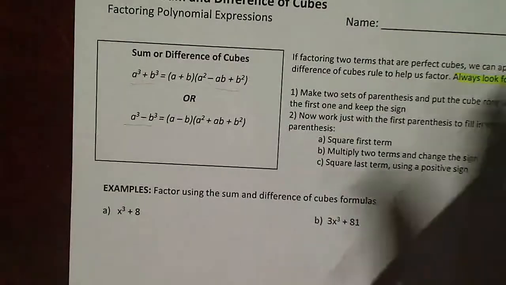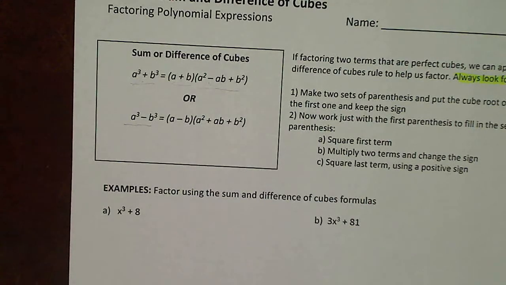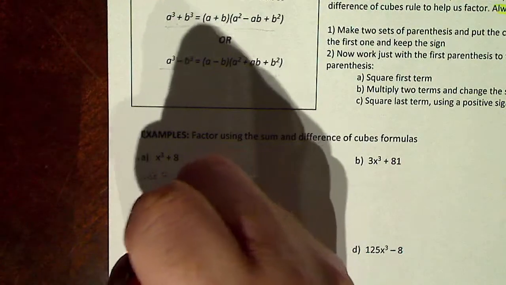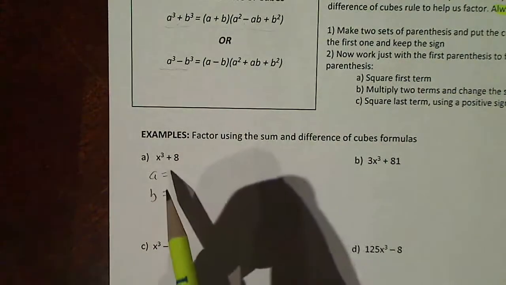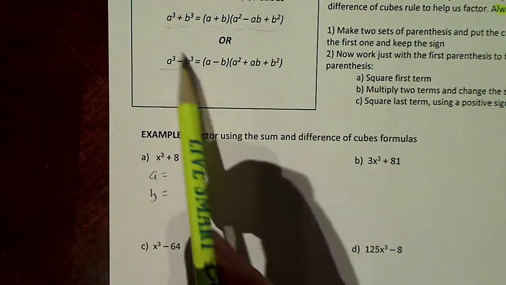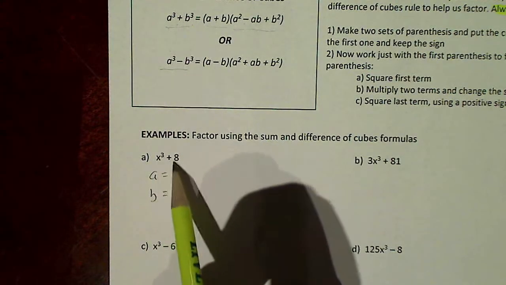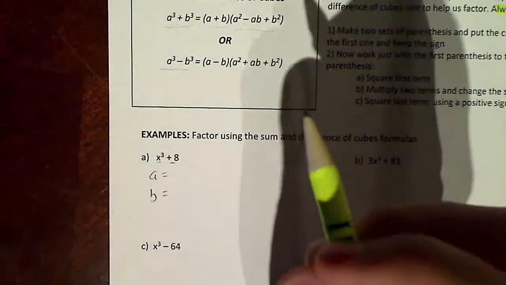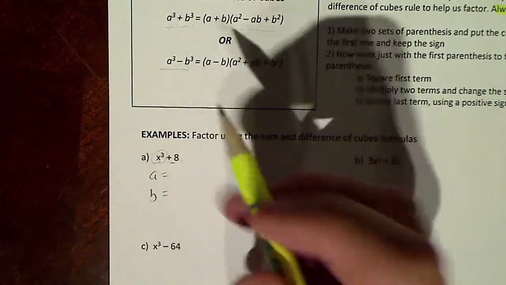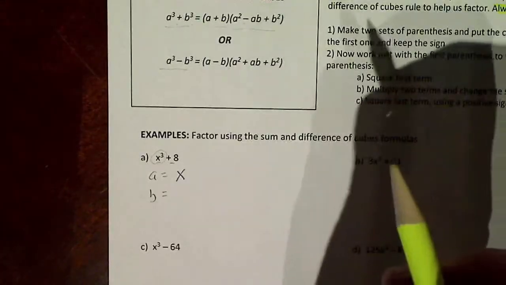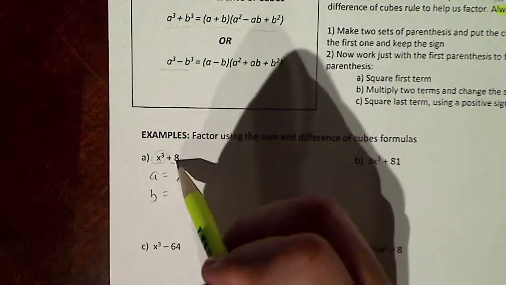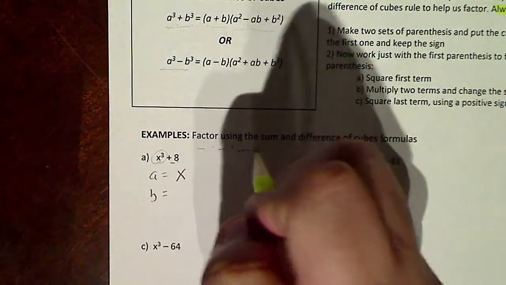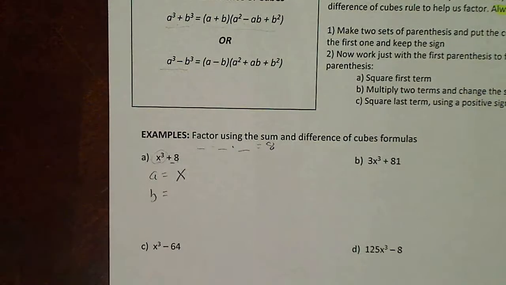So here's what we have, and it's going to be a simple one. We're going to have two values, a and b, that we want to figure out. If you look at the way this is written, x cubed plus 8, it's going to follow the first formula where this is a and b. So a and b are going to be the cube roots of both of these terms. For example, the cube root of x cubed is just x. The cube root of 8: what you're asking is what number times itself three times gives me 8.